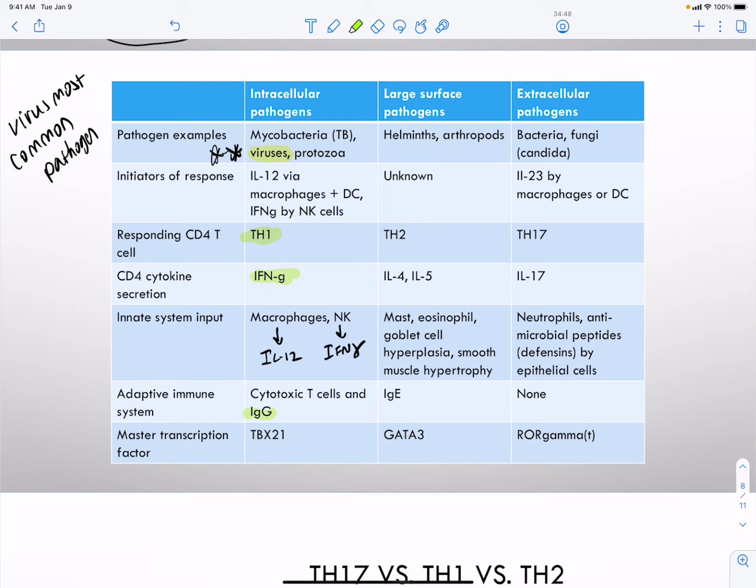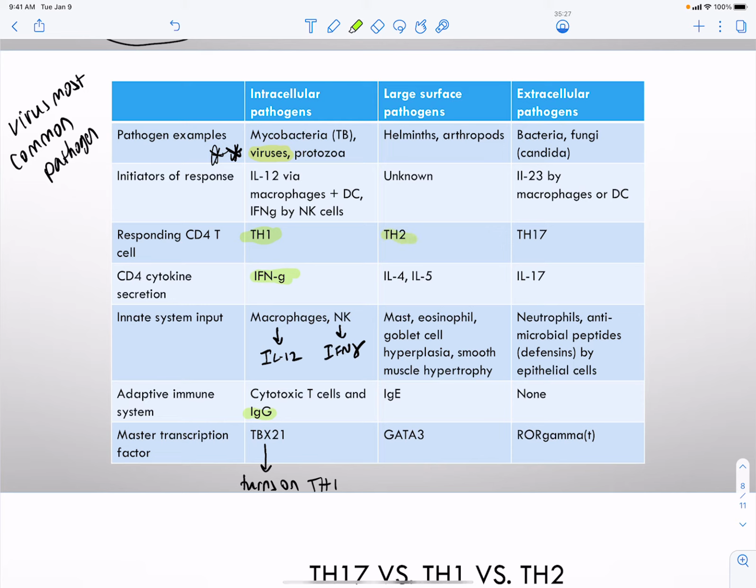And you have a master transcription factor, which is TBX21. And so this basically turns on Th1 genes. Now, if you have your larger ones, your hemolyths, your indicators of the response are not known. It's generally thought that you have to create a Th2 environment, which means you need IL-4. There are many cells that can produce IL-4. Some endothelial cells can, some epithelial cells can, mast cells can, basophils can. So it's probably a combination of those cells that create that initial environment.